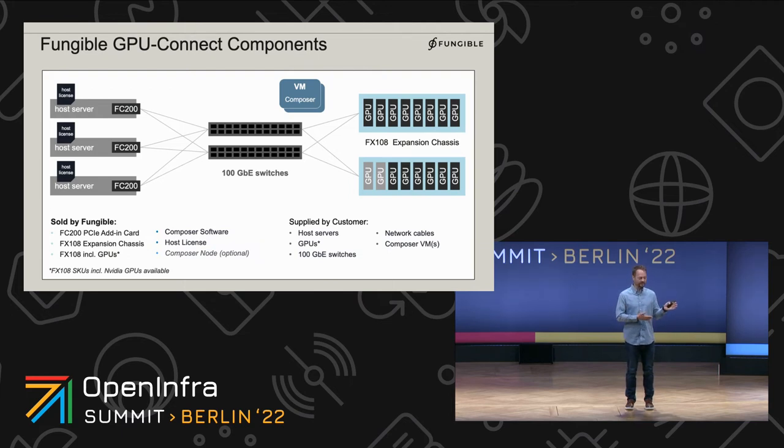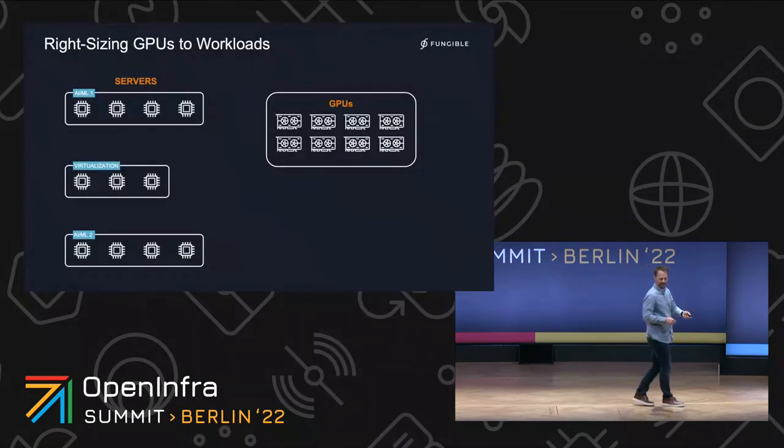And then in the host server, we install a DPU in the form of our PCI card, which we call the FC200. That's a 200 gig card. And then we've got our composer, our control plane, that we can run in a VM. There we go. So let's give a little example of what this might look like in an environment.